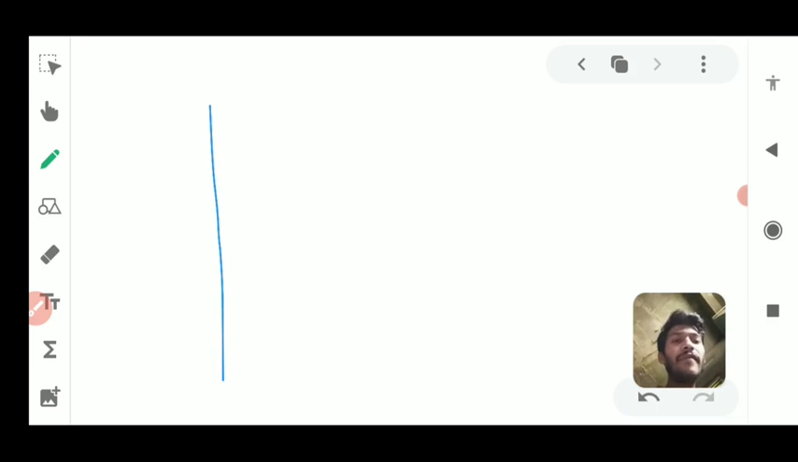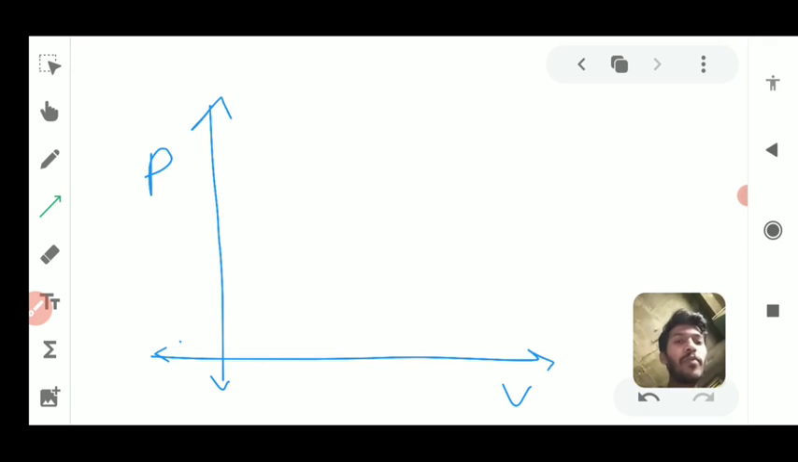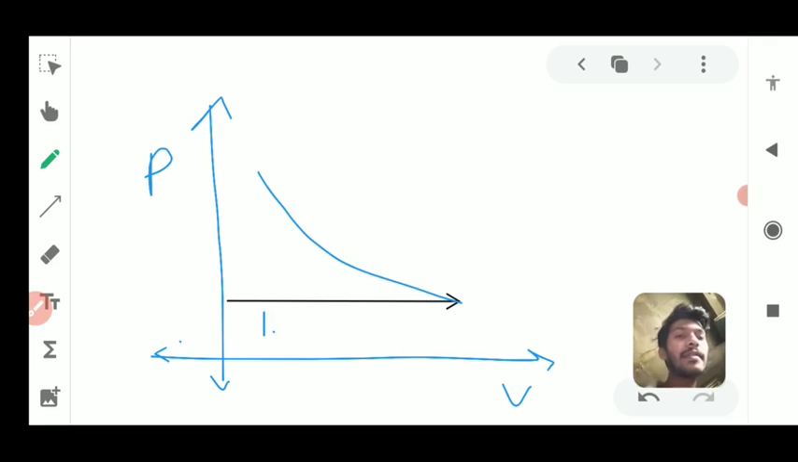We will draw the PV diagram for the gasoline engine. The first process is done in this way. This is an isobaric process, so the pressure is not changing. This process is called the intake stroke. After this stroke, the diagram will move ahead like this. This second curve is an adiabatic process, in which no heat is exchanged.